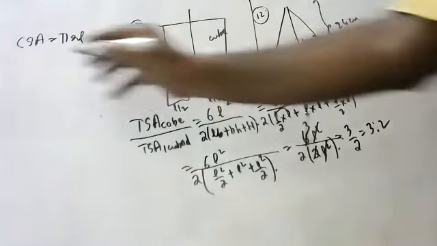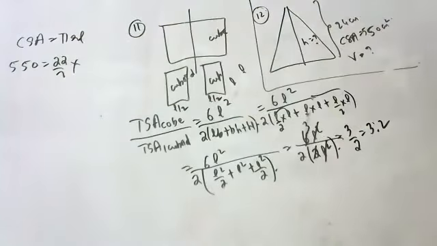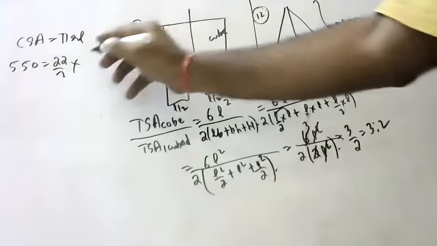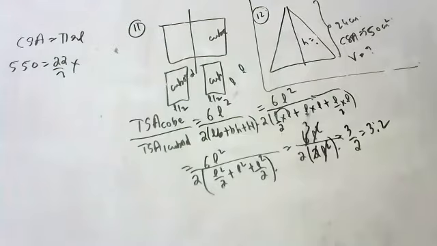CSA of the cone is pi RL. So 550 is equal to 22 by 7 into r into l. One second. The question is: a cone of height 24 centimeters has CSA 550. Find its volume. Sir, he only gave height, how can we find out radius and length? Yes, the question is: the cone of height 24 centimeters has CSA 550. Find its volume. That's all.